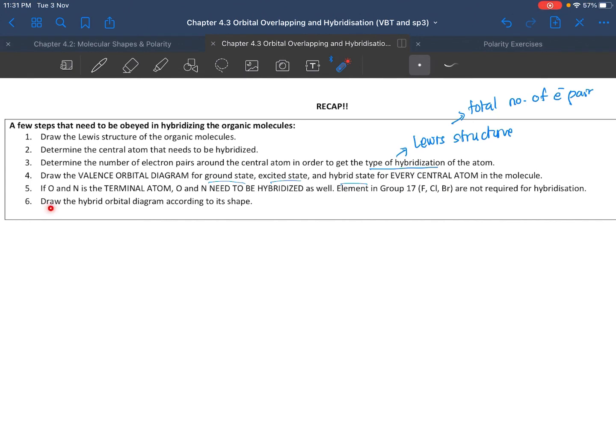Okay, and then lastly, draw the hybrid orbital diagram according to its shape. So, once kamu dah cakap, kamu akan rasa seronok lah buat benda yang kita tahu buat kan.